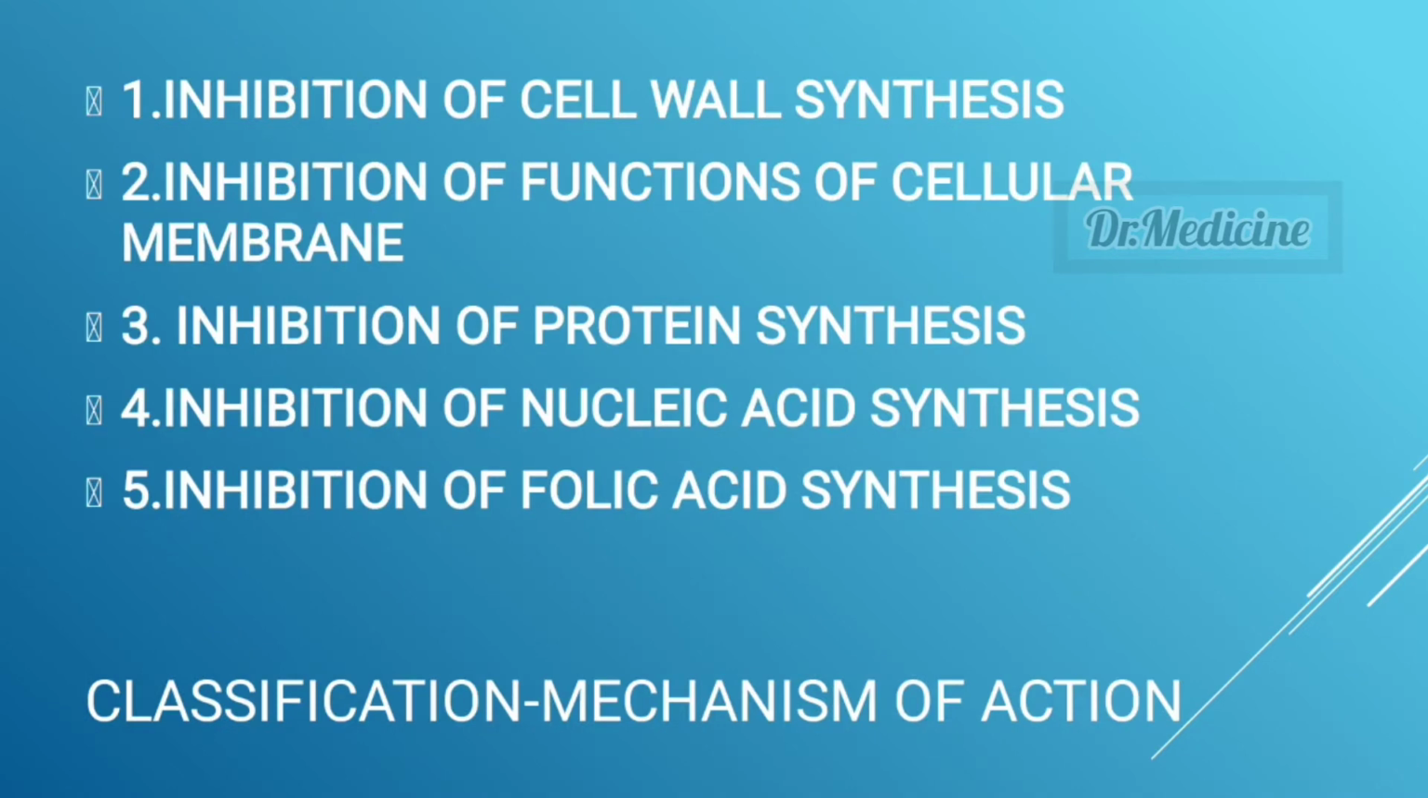And now we are going to discuss the classification based on mechanism of action. Based upon the mechanism of action of the antibiotic, we classify it into five major types. One is inhibition of cell wall synthesis, second is inhibition of functions of cellular membrane, third is inhibition of protein synthesis, fourth is inhibition of nucleic acid synthesis, and the fifth is inhibition of folic acid synthesis.